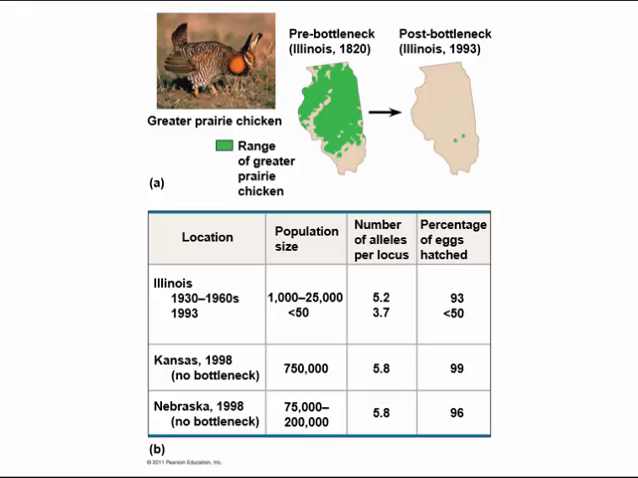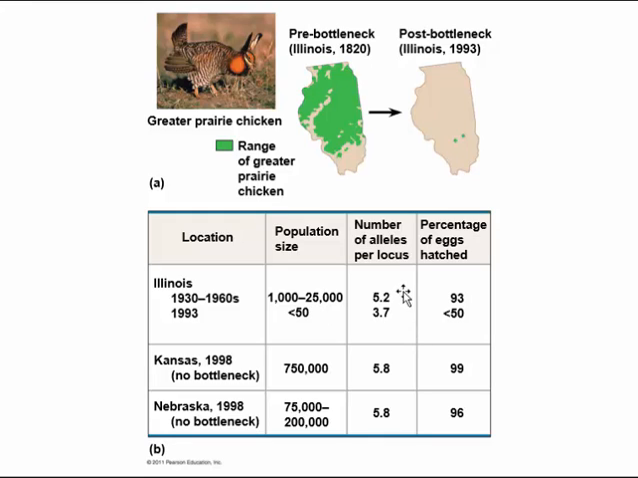So let's look at some of the data here. We're going to compare Illinois, where we have some historical data from the 1930s, 1960s to the 1990s, to Kansas and Nebraska, where there were no genetic bottlenecks in these prairie chickens. All right, so for population size, we see big populations, and then in the 1990s in Illinois, less than 50. There's that bottleneck.